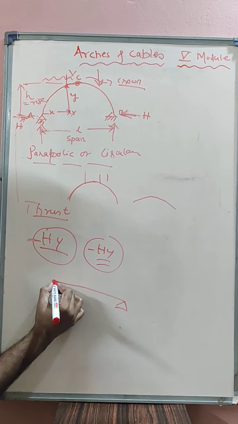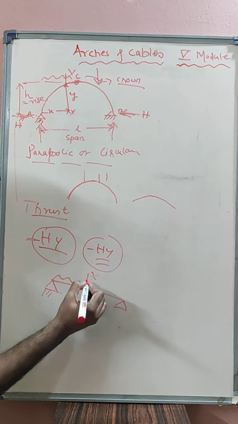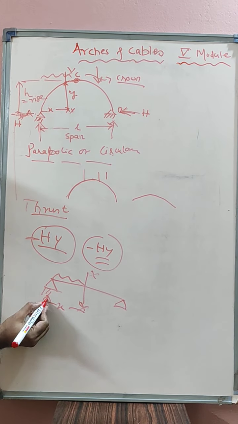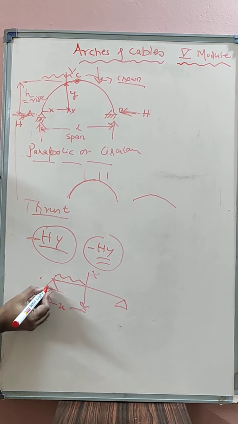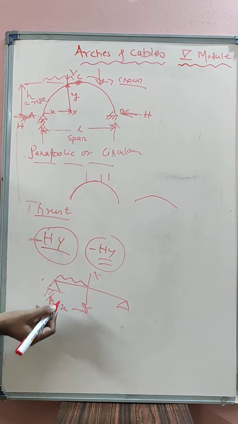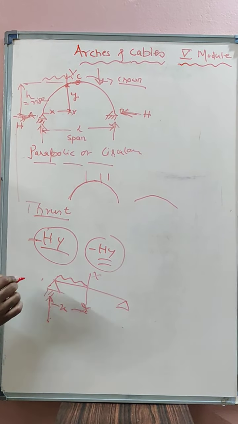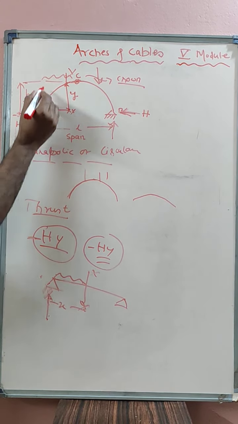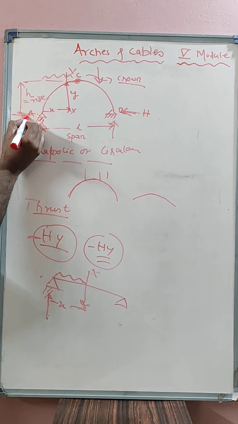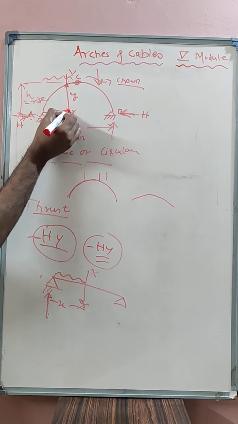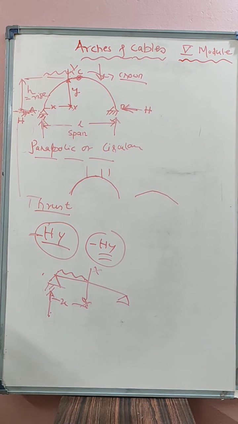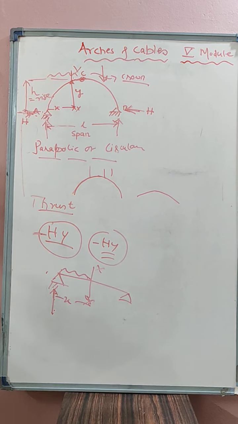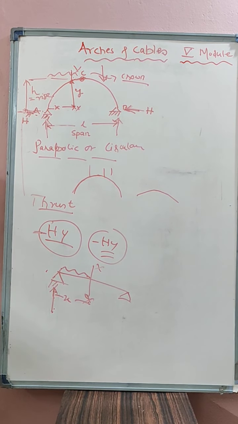In case of a beam, you know already, if it is subjected to loading, what is the bending moment at section XX at a distance x? It is bending moment due to reaction and bending moment due to loading. Bending moment due to reaction is VA into x. Bending moment due to loading is loading into the centroidal distance. In case of arches, apart from these two, there will be bending moment due to H, that is H into Y, and that HY reduces the bending moment on the arch. That is why on the arches the bending moments are less, or sometimes zero. That is the advantage of arch.